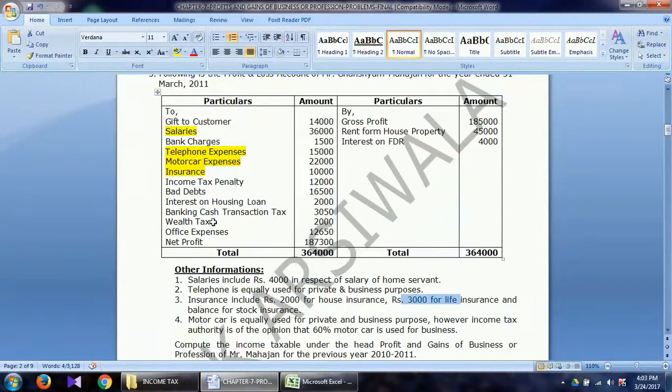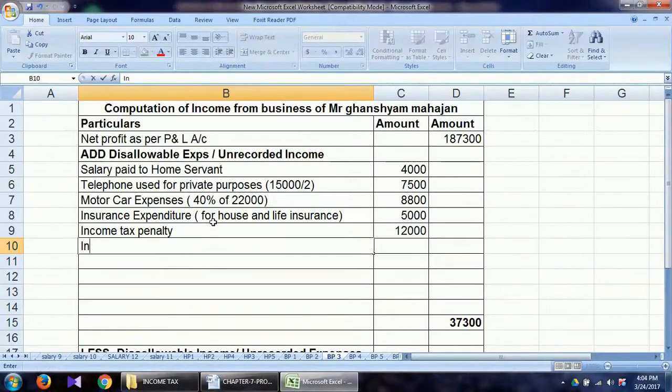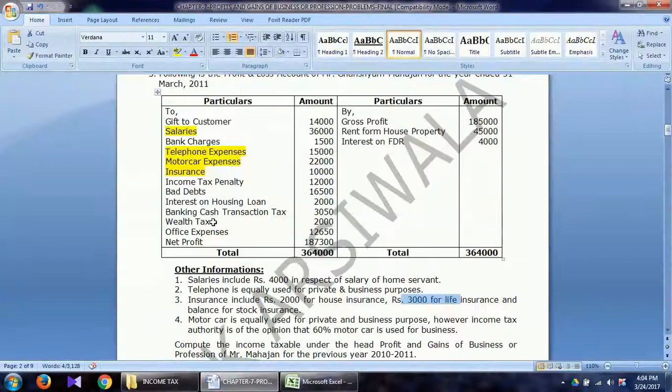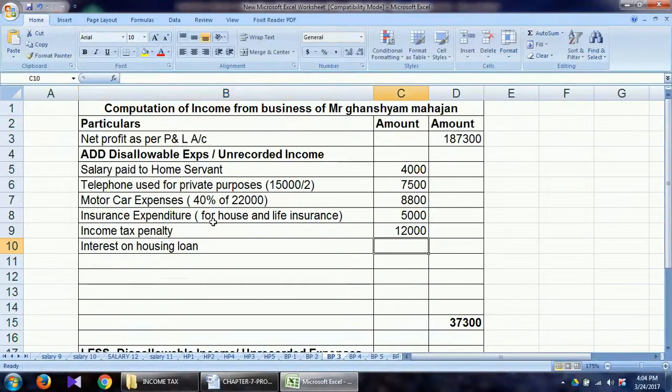Bad debts. Bad debts are a business expenditure and they will be allowed as deduction. Interest on housing loan. Interest paid on the housing loan taken is not an expenditure relating to business and it shall be added back. Interest on housing loan amount is 2,000 rupees.